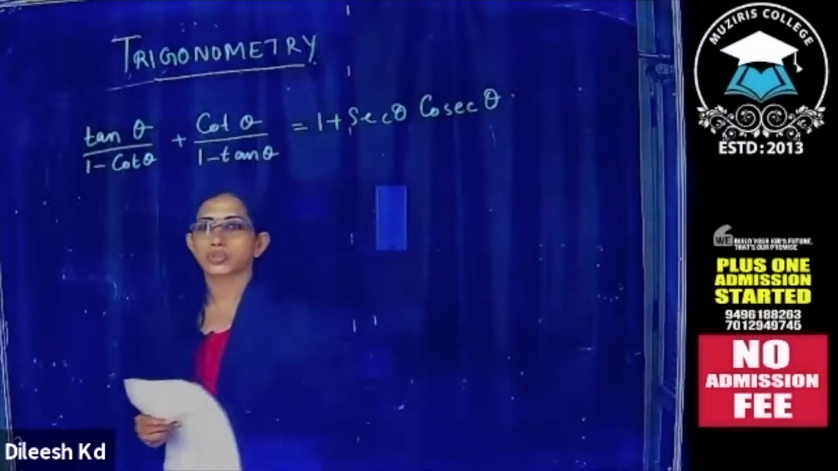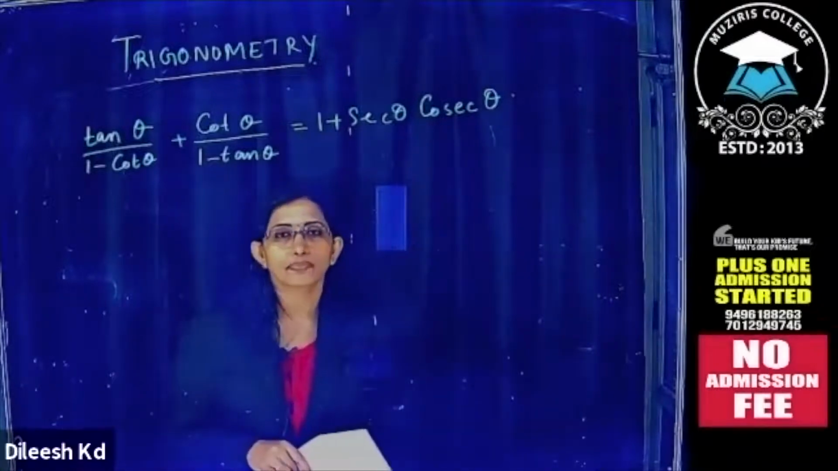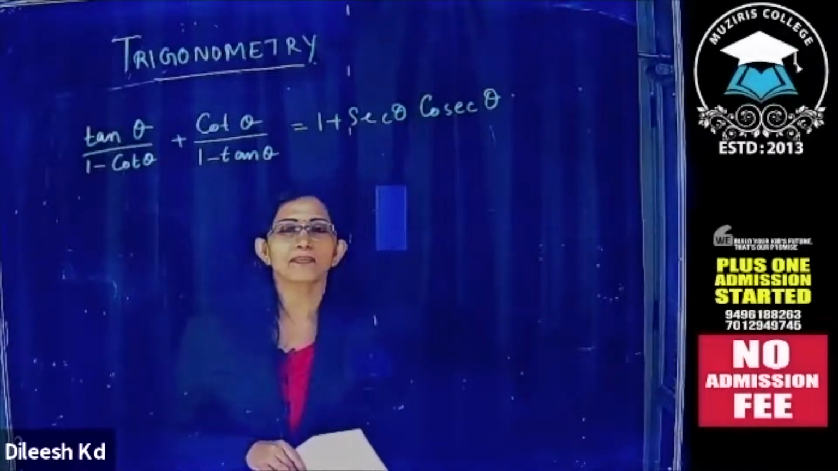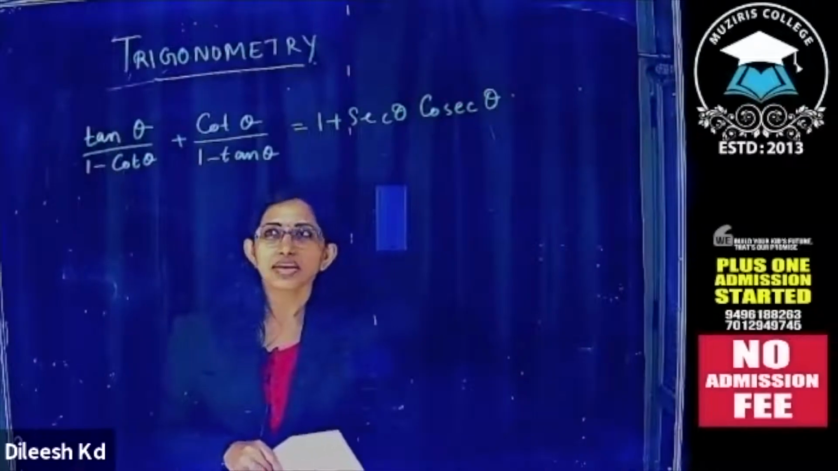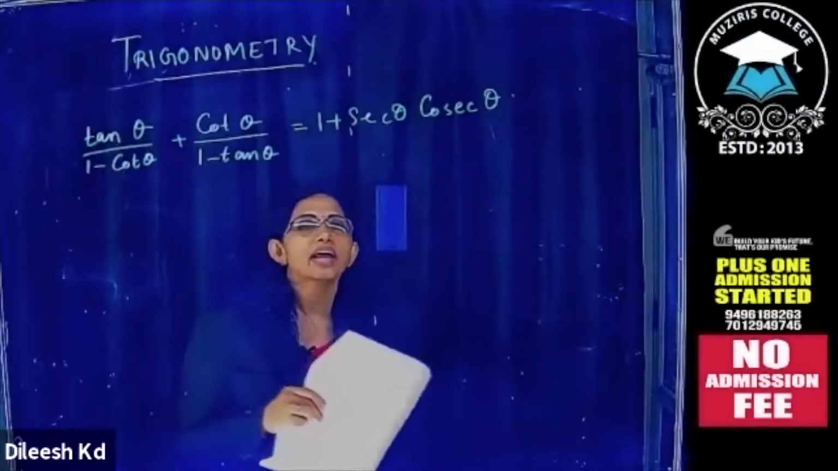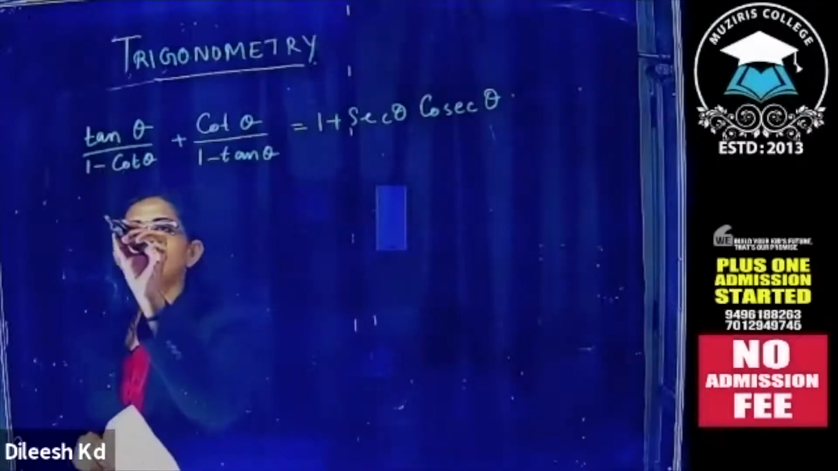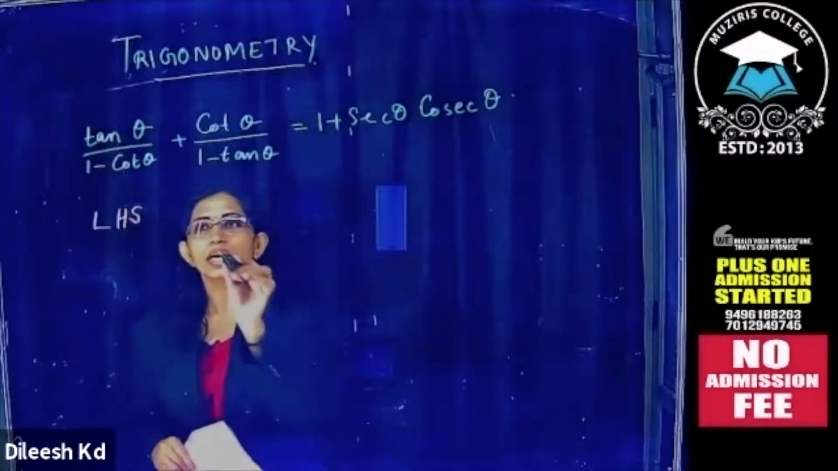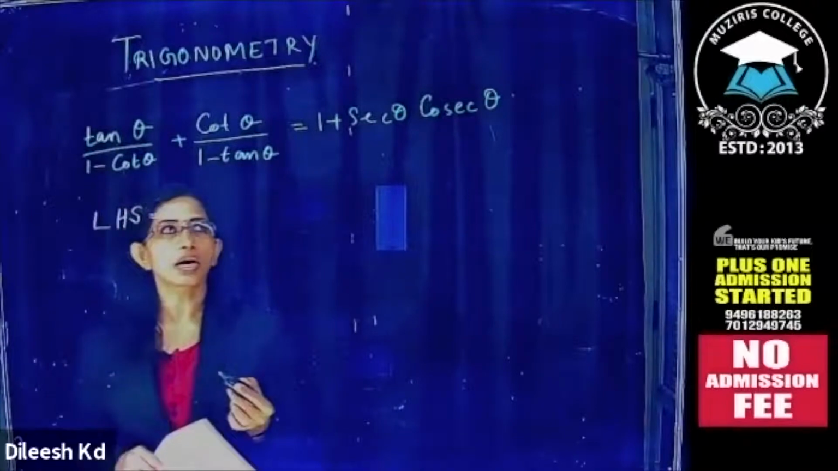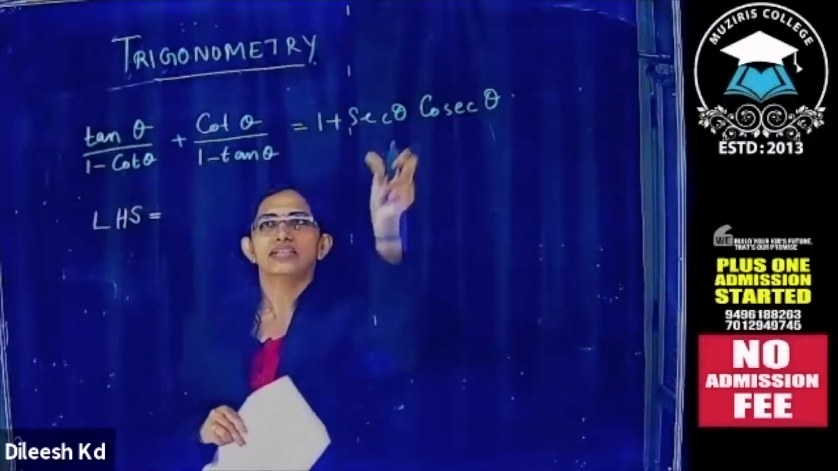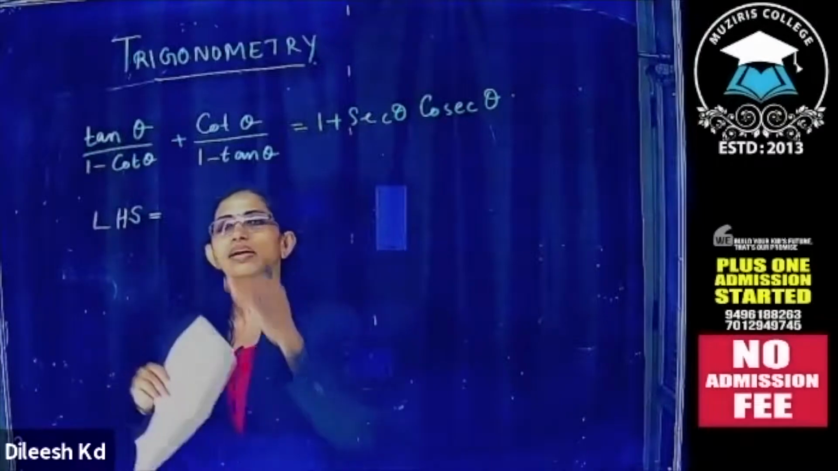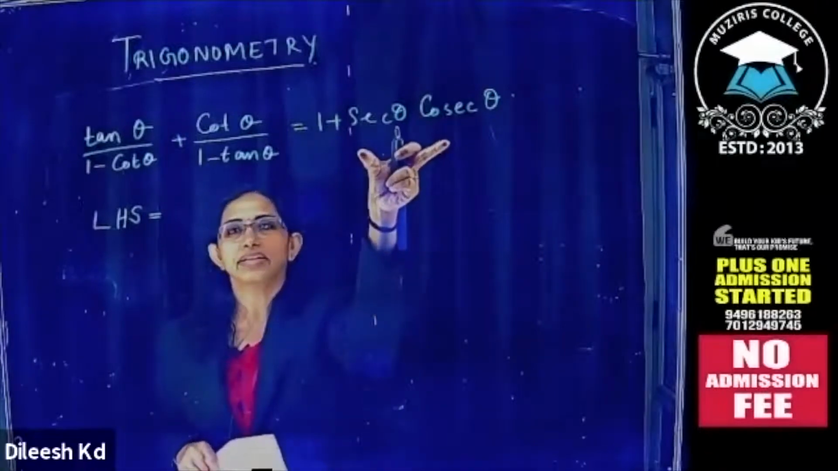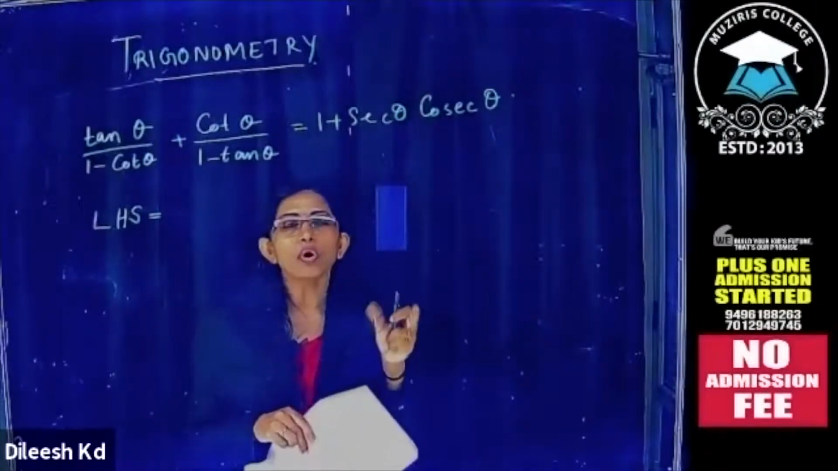In this question also, we have two sides. Can you say what the different sides are? LHS and RHS. So let us consider the LHS part, the left hand side. You should have an aim to reach the right hand side. Here we are taking the left hand side, and we need to reach the right hand side.